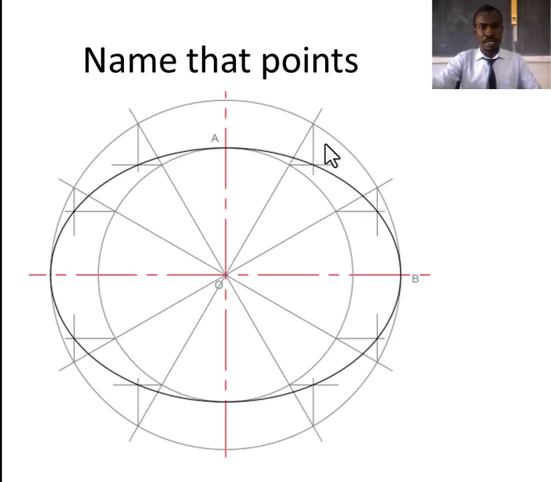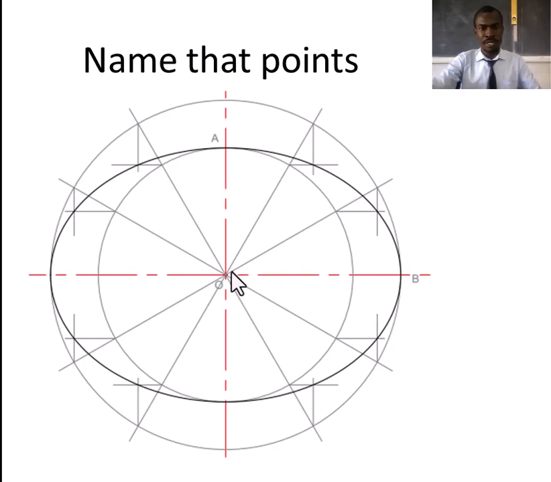Before you start your construction, you need to name your points on an ellipse. But as you get better at the process, there's no need to name the points. If you're just getting started, it's better you name the points so that it's easy for you to follow up on the construction. So you can name the points on the ellipse as follows.